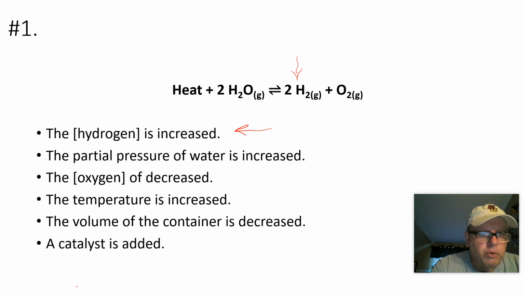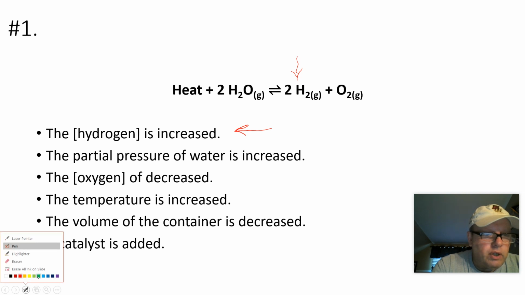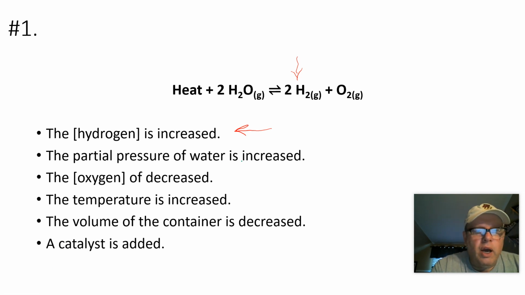Now, the second thing we'll take a look at here is, let's use a different color here. We'll use green. The pressure of the water is increased. Increasing the pressure of the water, which is a gas, is just like adding water. So if I add water, it is going to try to get rid of the stress of that added water by getting rid of it and pushing the equilibrium to the right. So again, our system always wants to get rid of that added stress.